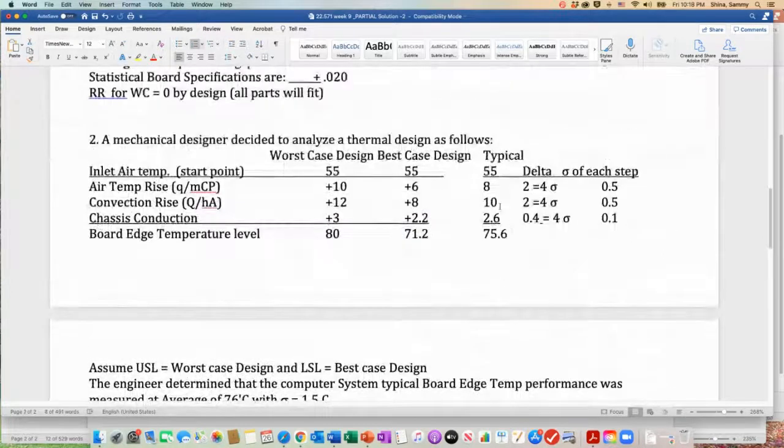What I tried to demonstrate with the second problem is a 4 sigma design for components of the system. It does not mean that the final system CPK is going to be 4 sigma, because it's going to be the root mean squared of the 3 process steps. It's going to be a little bit different.